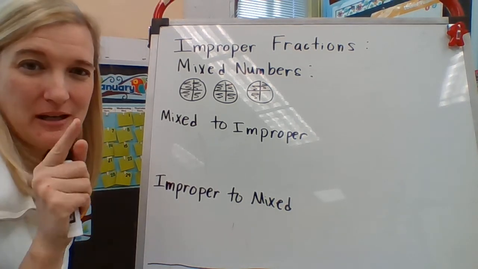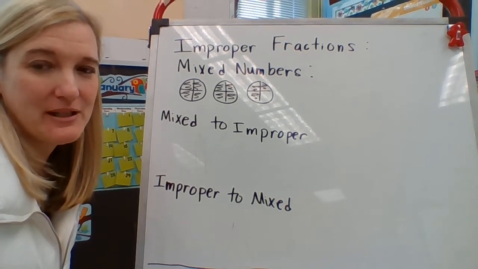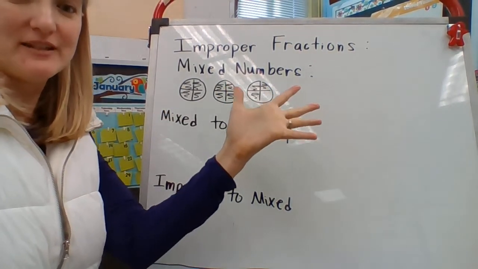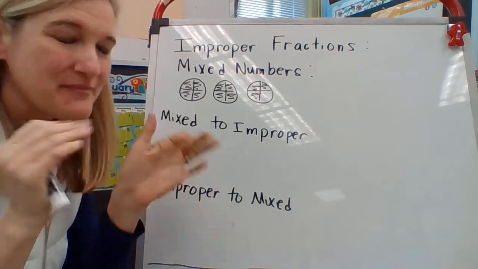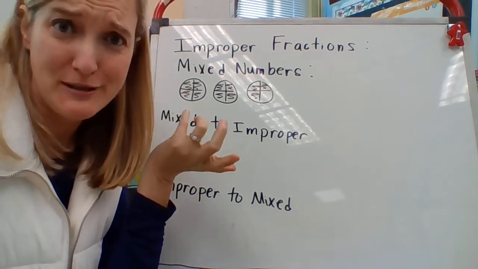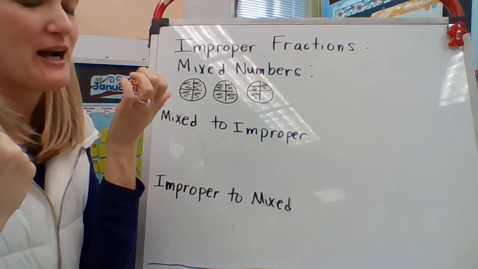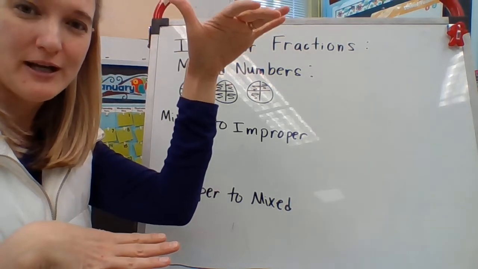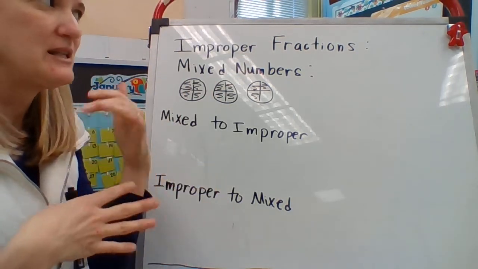When I think about improper fractions, I like to think of the character from Despicable Me, Gru, who's really big on the top and really small on the bottom. He's super improper because he's a villain. So improper fractions are fractions that have a bigger number on the top, the numerator, and a smaller number on the bottom, the denominator.